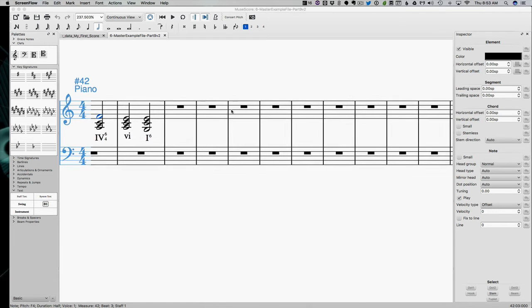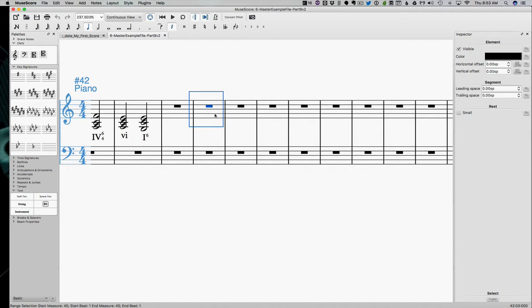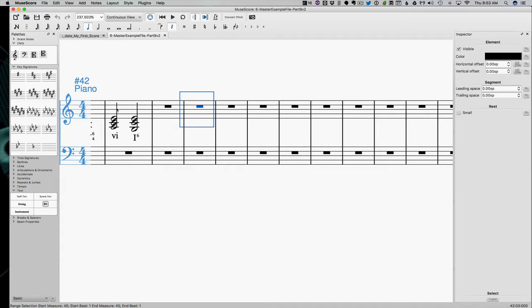All right, let's talk about seconds. Root motion by seconds. This one has a little bit of a wrinkle to it. Now we can do root motion by seconds ascending or descending. They can go either way. Ascending, however, is more common, so going up.